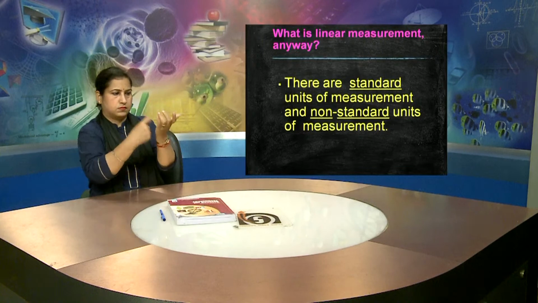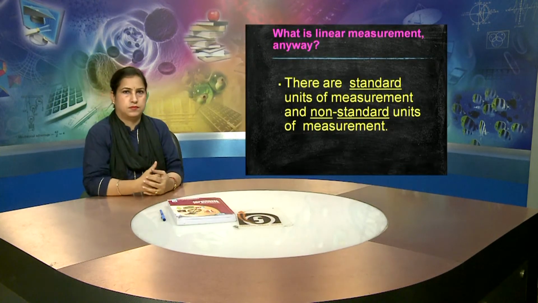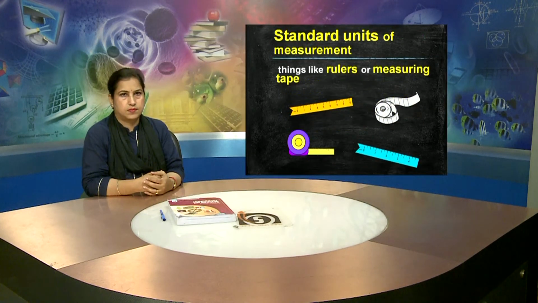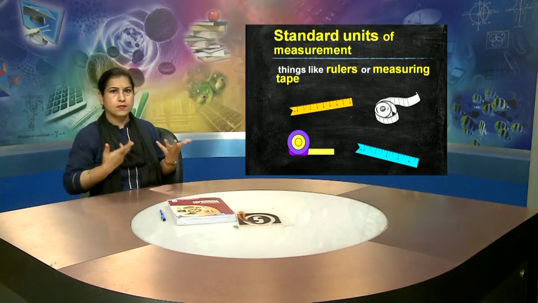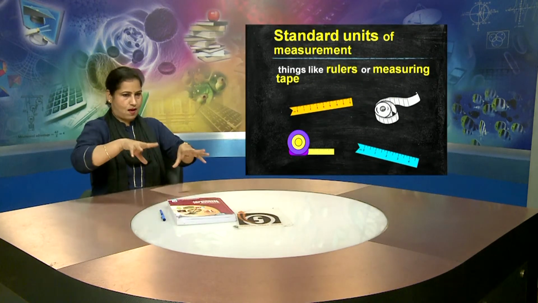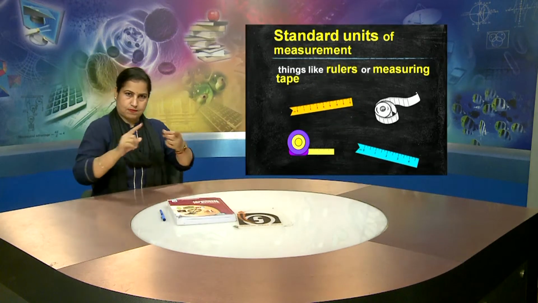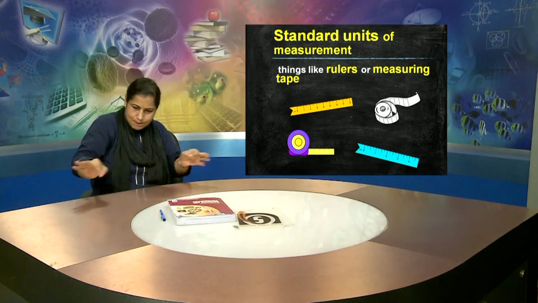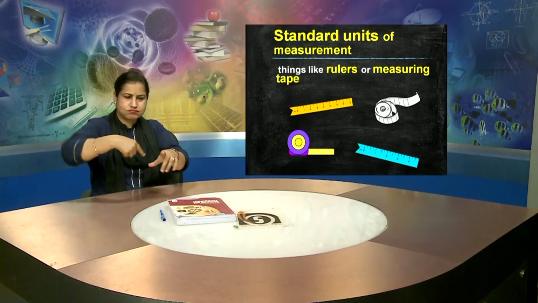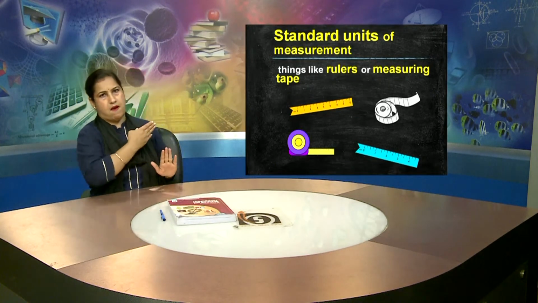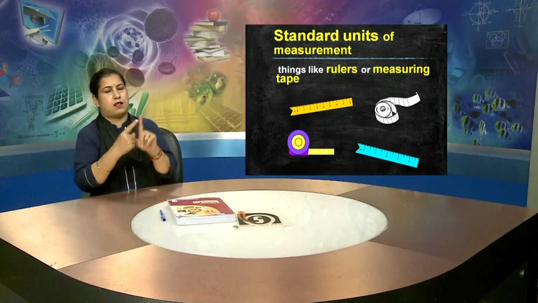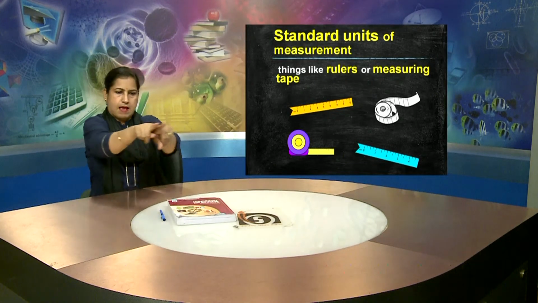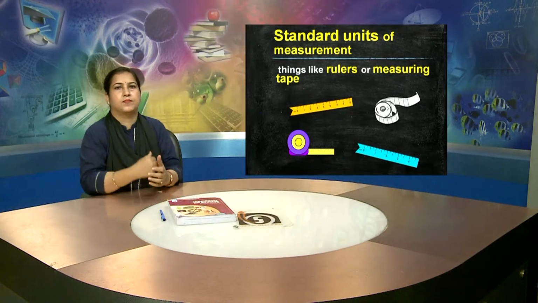Standard units are those which are accepted by all, and non-standard units are those which are accepted by only some of the people. Standard units of measurement are things like a ruler or measuring tape. These are the standard units of measurement. They are accepted universally.